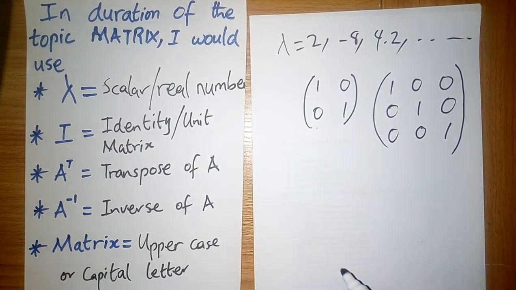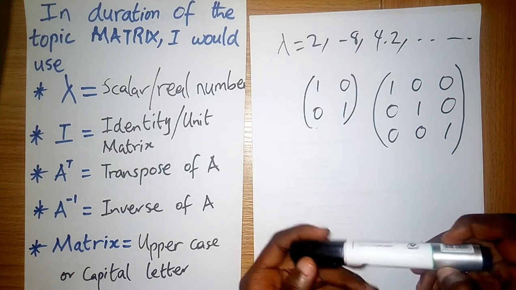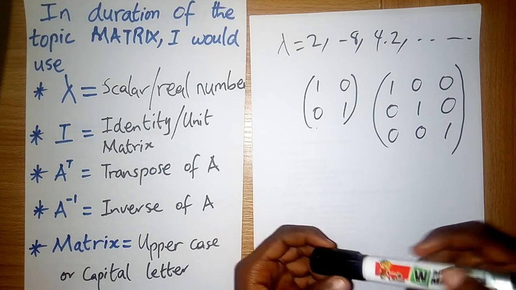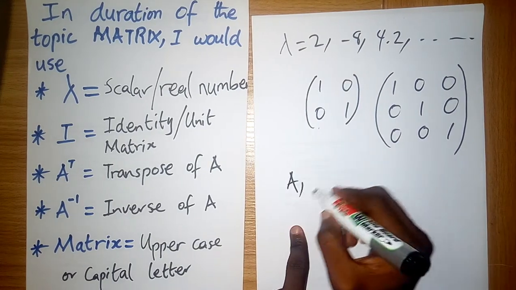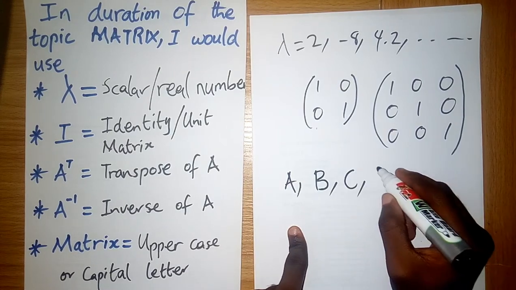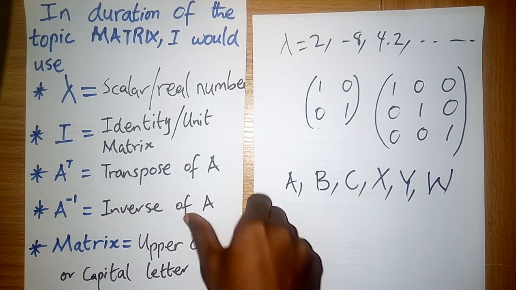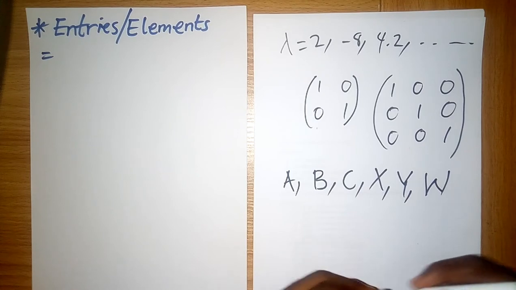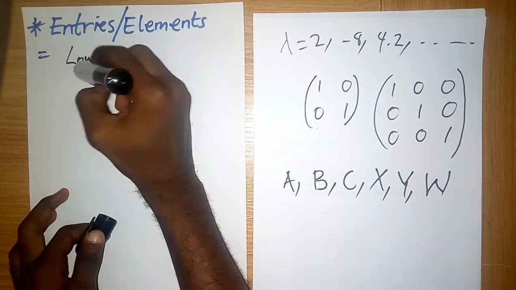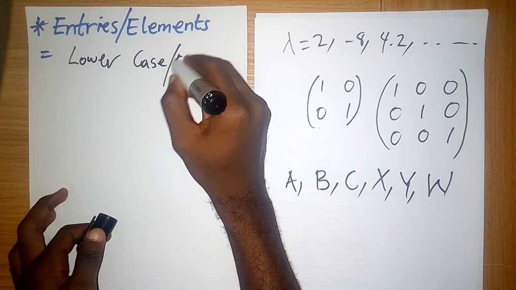A raised to the power T will represent the transpose of a matrix, and A raised to the power minus 1 will be for the inverse of a matrix A. It's also important to note that every matrix will be represented by capital letters, such as C or X. So we use uppercase or capital letters to represent matrices, and for the entries we are going to be using lowercase or small letters.